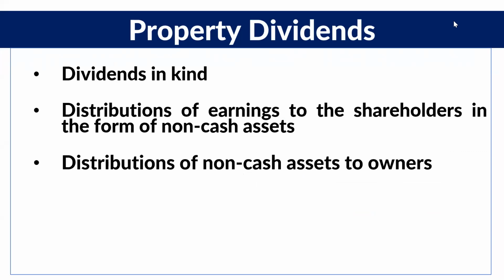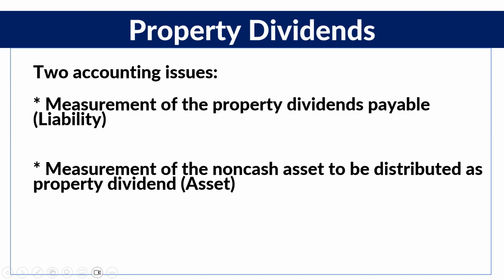So the next type of dividends is dividends in kind, or property dividends. What the corporation gives is a non-cash asset. It could be inventory, investments from another company, or PPE, depending on what the board of directors declares. So these are distributions of earnings to the shareholders in the form of non-cash assets, a distribution of non-cash assets to owners. That is the nature of property dividends.